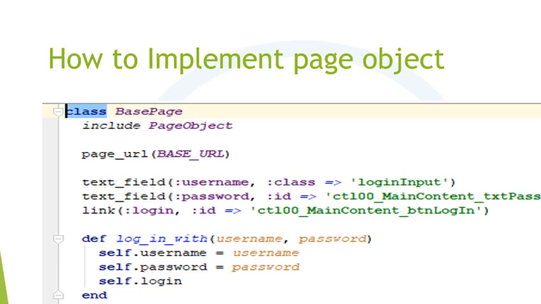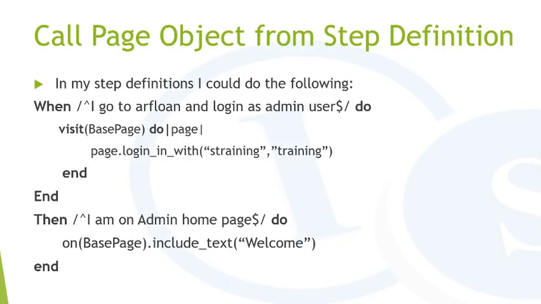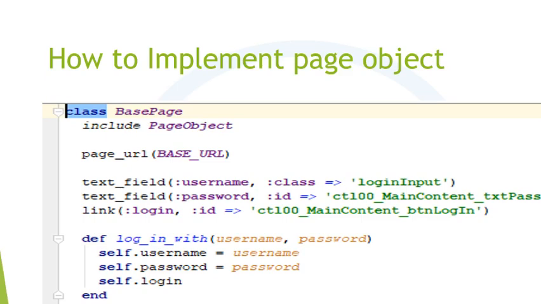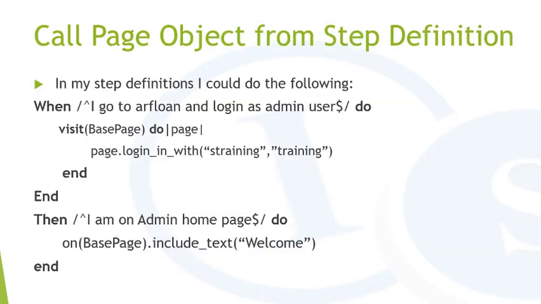All right, so now how do we call this? How do we use this class once we build this class? Okay, so there are two methods available. When you want to actually go to the page, you can use the syntax something like this. Okay, visit whatever your class is. In our case, it's a base page class right here. So I can do visit base page, and then when I do that, right?